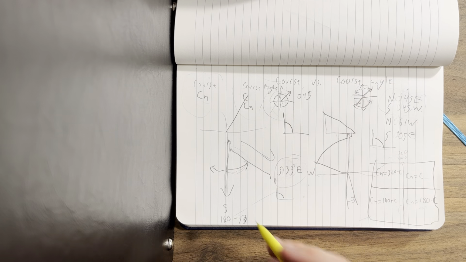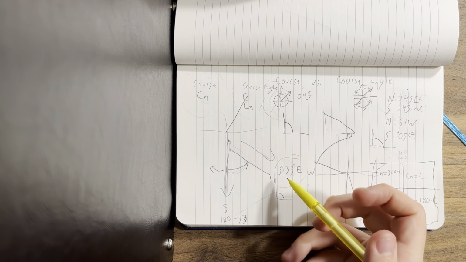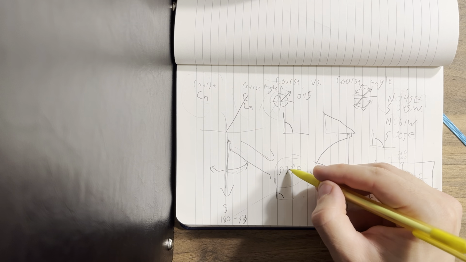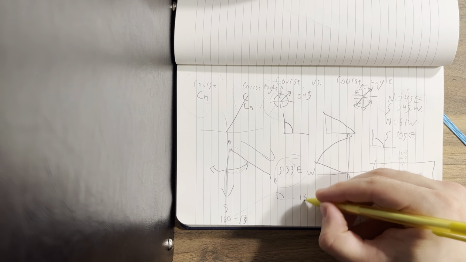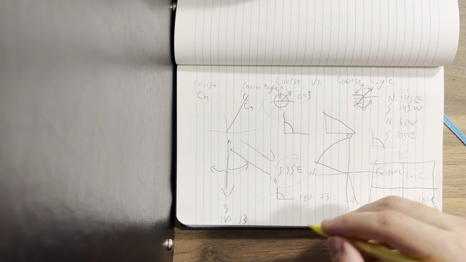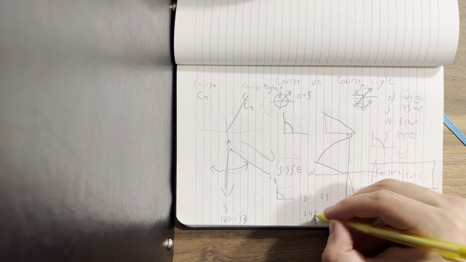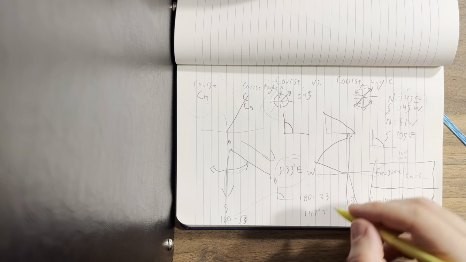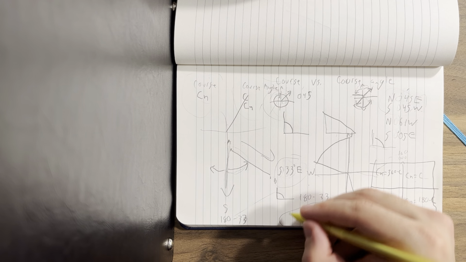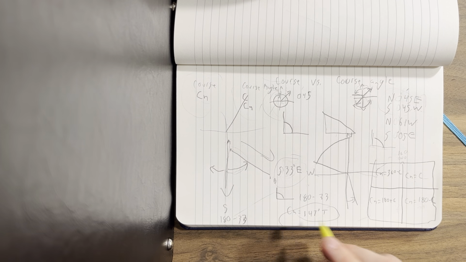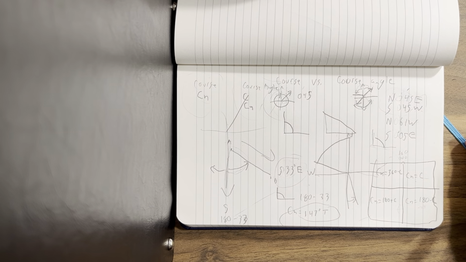Just as an example, because we didn't actually calculate this, if you had south 33 degrees east, you would do 180 minus 33. You would get 147. So your true course to follow, your CN, is 147. That's what you should tell your helmsman to steer.